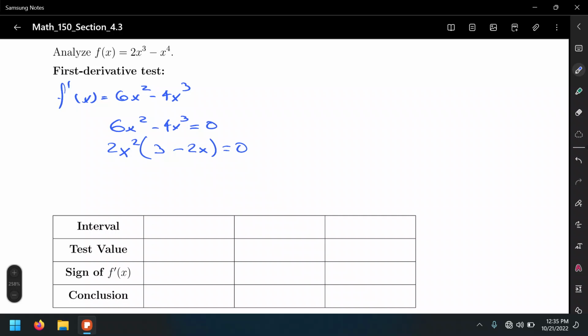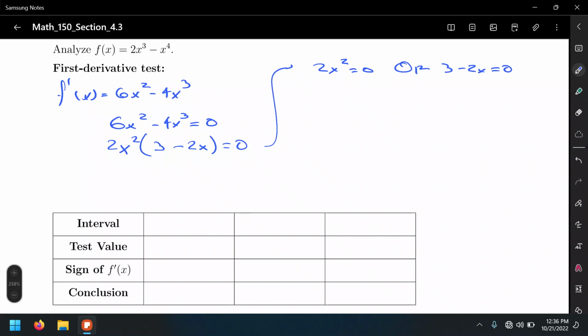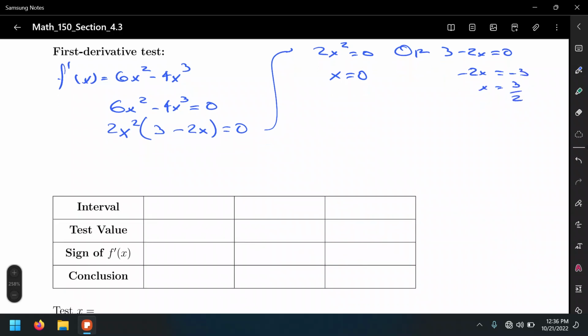So from here we're going to use the zero product property. That is, either 2x squared equals 0 or 3 minus 2x equals 0. Solving this equation, we'll divide both sides by 2. It's still x squared equals 0. Take the square root on both sides. That's still just going to be plus or minus 0. Well, there's no such thing as plus or minus 0. 0 is just 0. It doesn't have a sign. And what about the second equation? That's negative 2x equals negative 3 and x equals 3/2. So these are our critical numbers.